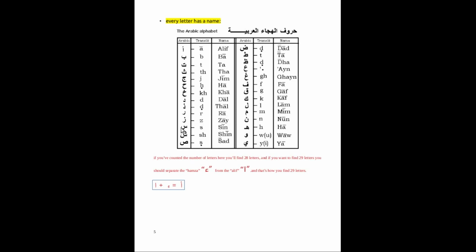and zay, sin, shin, sad. The difference between sin and sad, they have almost the same sound, s and s. This is kind of a thick, fat sound. I don't know if there's an English equivalent of this sound, but it's like sabun, soap, or this is like sayyara, car, sayyara, and sa. You see, slightly different.